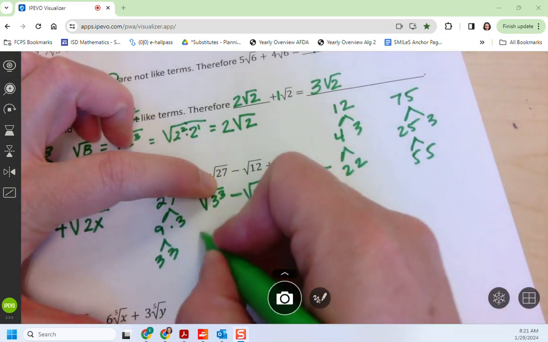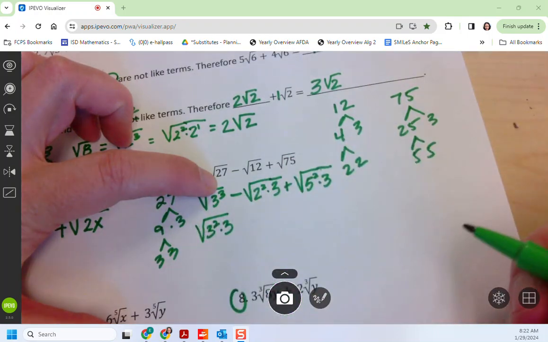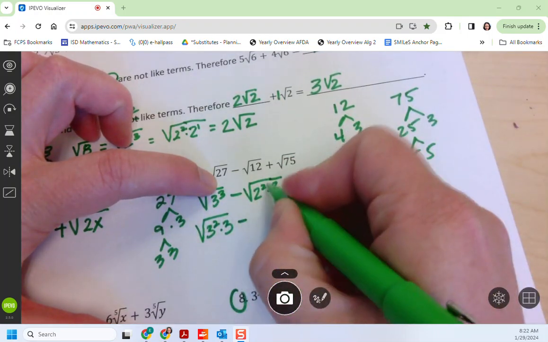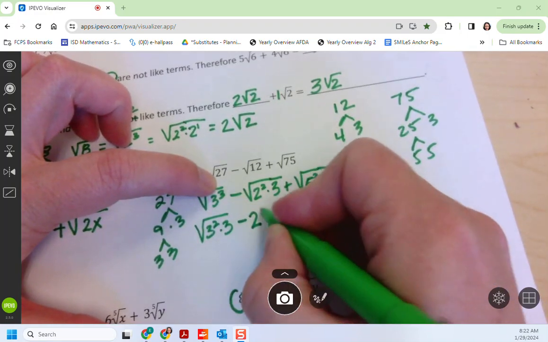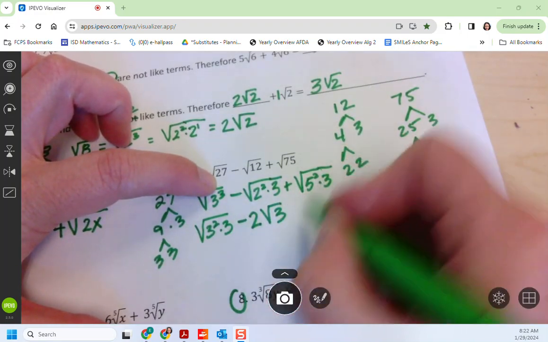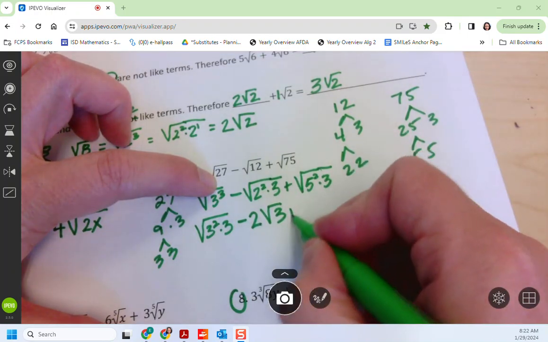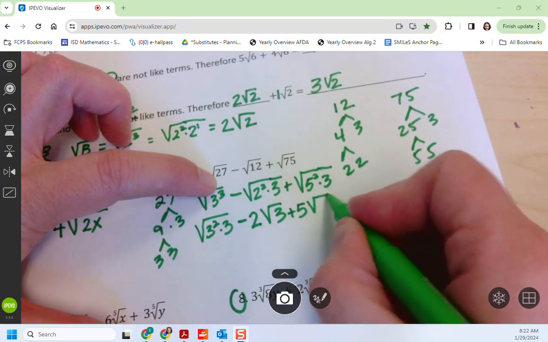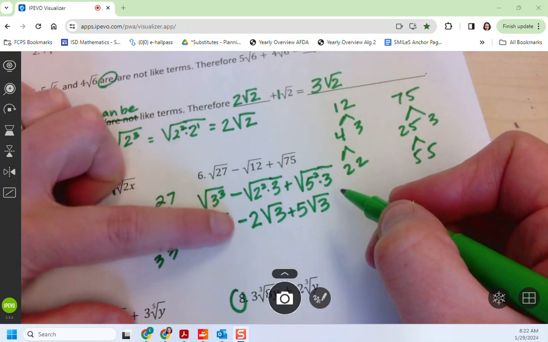3 to the third, I'm going to break that up more to 3 squared times 3 so that I can take that 3 out. This one, the 2 squared and the square root, those are inverses, and so I can take the 2 out. This one I can take which number out? The 5, right? And then over here, I'll be able to take this 3 out, and the other one will stay underneath.